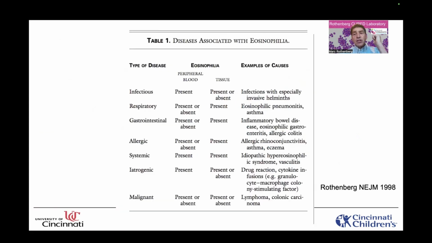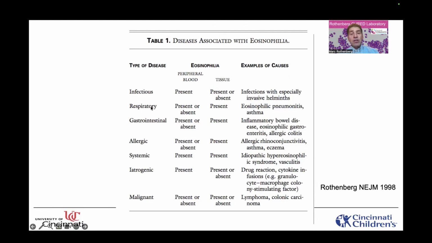Now, diseases associated with eosinophils are typically called eosinophilic diseases. Eosinophilia is the increase in eosinophils. Now, this can occur in the peripheral blood or the tissues or both. Let me give you some examples. In infectious diseases, we can have an increase in eosinophils in the blood and sometimes in the tissue. This would be an example being an invasive helminth or a parasite.